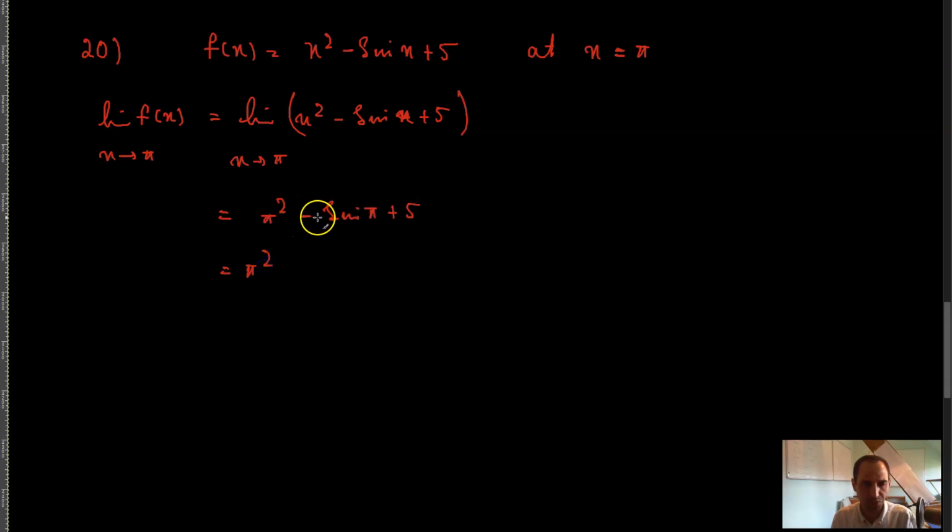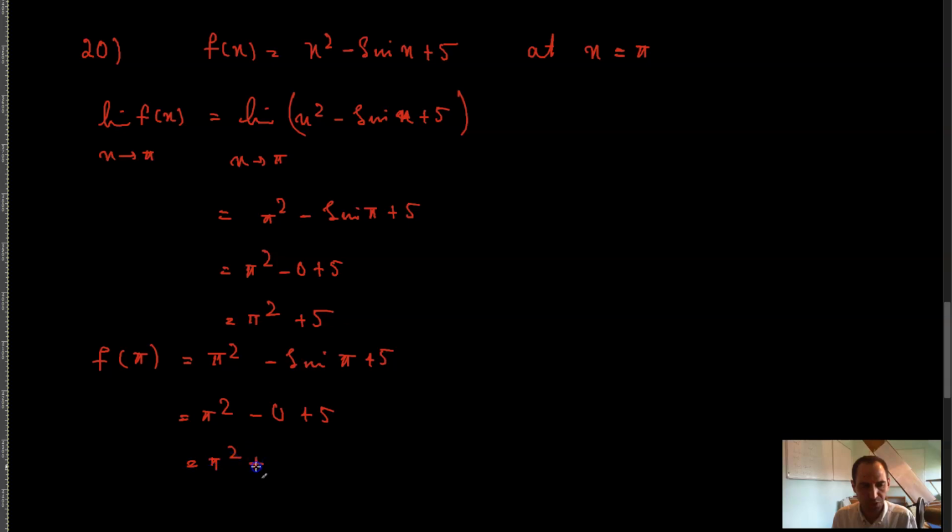Sine pi is equal to 0, right? Sine of 180 degrees is equal to 0, so we get pi squared minus 0 plus 5, which is equal to pi squared plus 5. Now, of course the value of the function is the same because it's a polynomial. You know that f of pi is equal to pi squared minus sine pi plus 5, which is pi squared plus 5.